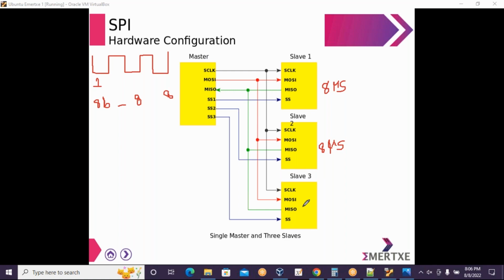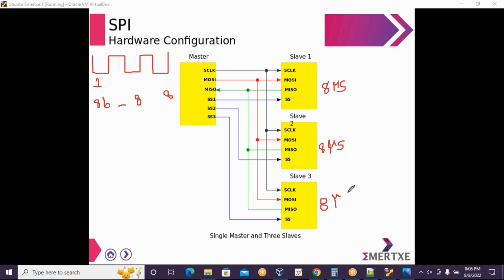Then coming to slave 3. If master wants to transmit 8 bits of data to slave 3, how much duration is it taking? How much duration is it going to take to make sure the data has reached slave 3? Don't you think it is the same 8 microseconds only?